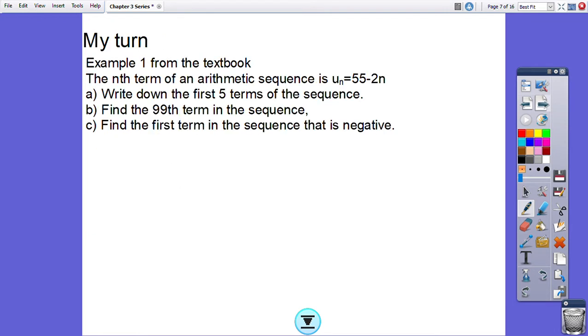Now, okay, so this comes from the textbook, and it's taken directly from there. What we have to do in parts A and B, I hope, are fairly straightforward. Part C is slightly more tricky. There's a few more steps involved, but hopefully you will find it quite straightforward.